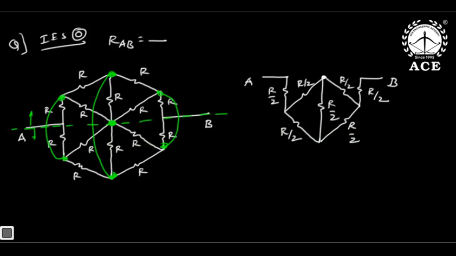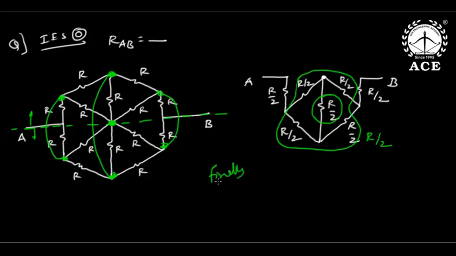So now if you observe, this part is a balanced bridge. When this part is a balanced bridge and all are R by 2, the center arm is open. Again R by 2, R by 2 in series gives R, and R, R in parallel gives R by 2. So finally, RAB is R by 2 plus R by 2 plus R by 2, which is 3R by 2 ohms. Very wonderful. So the answer is 3R by 2.